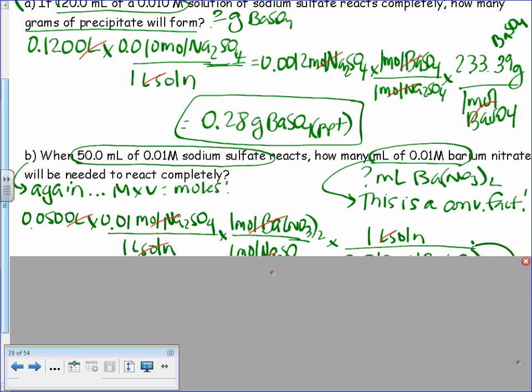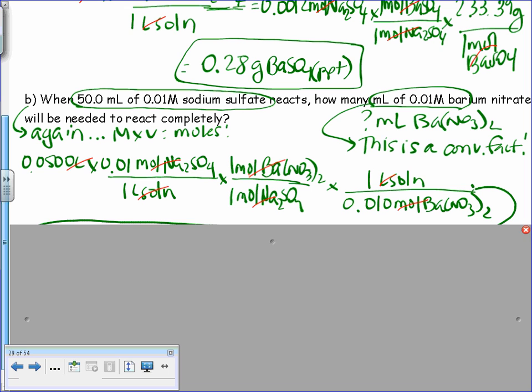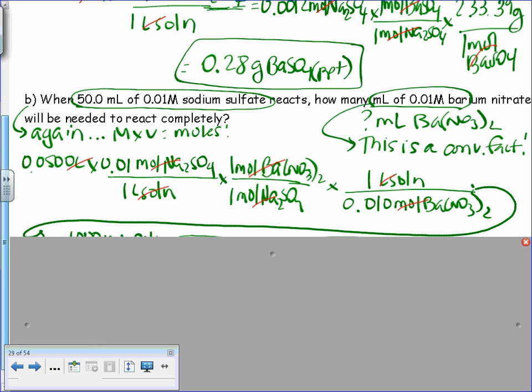Does it have to go to milliliters after liters? No, sometimes I'll ask for liters. Sometimes I'll just ask for volume.